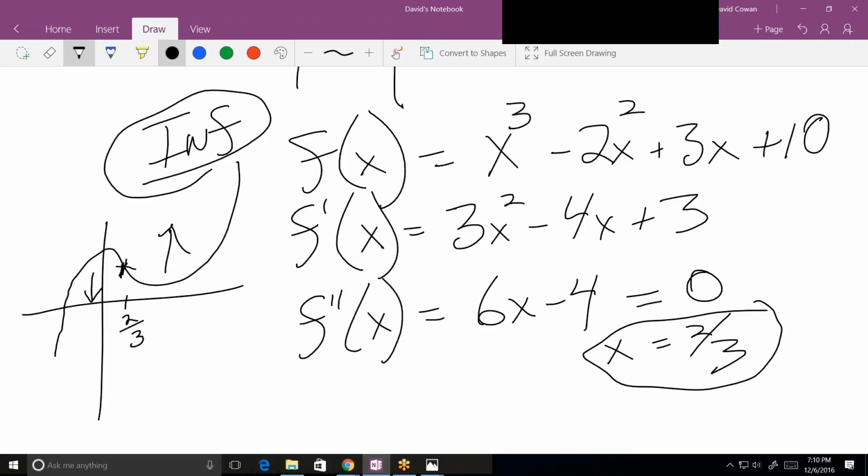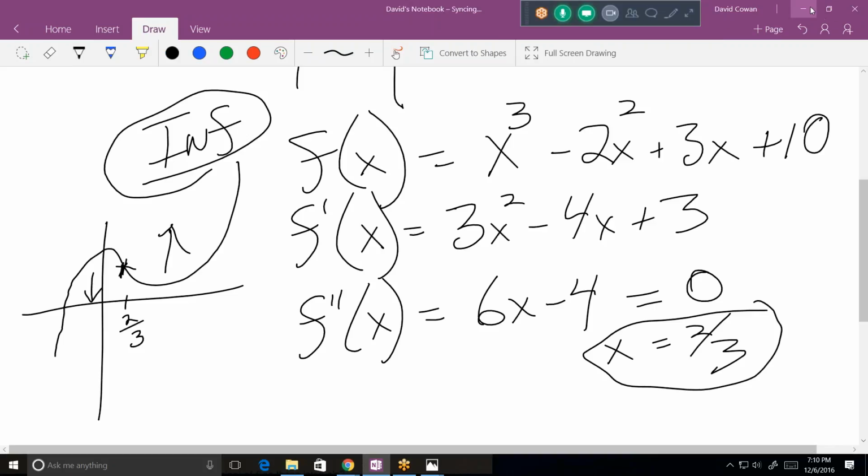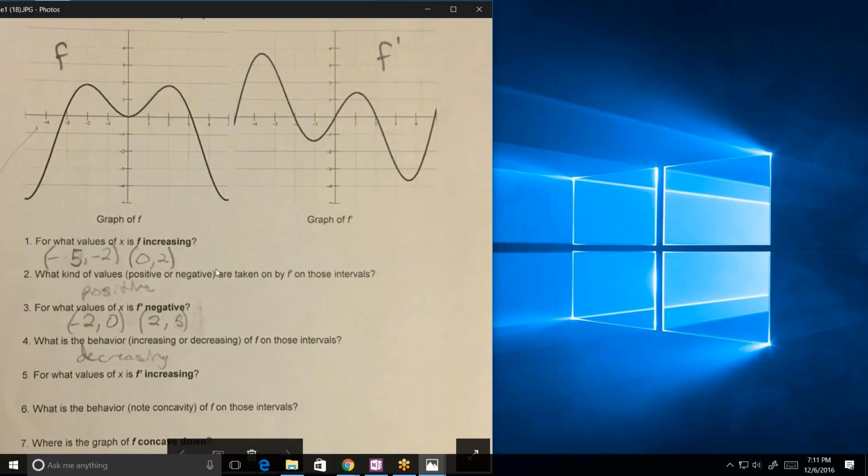Okay? All right. Now let's go back to your stuff. So, what's the concavity of f on the intervals where f prime is increasing? Well, when f prime is increasing, what is true about f double prime?